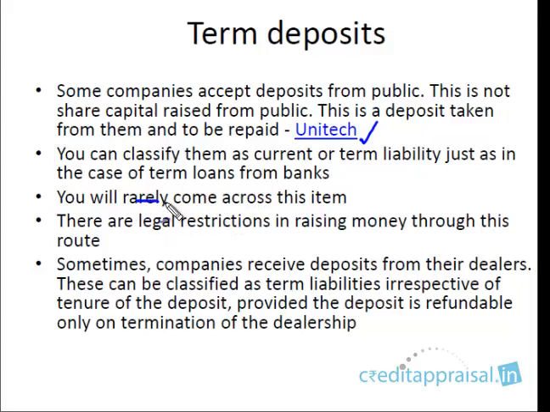But actually this is something rare. In your normal analysis of balance sheets, you're not going to come across this term that frequently, right? Because there are a lot of legal restrictions. So whenever you see the term deposits from public, you can classify it as a term liability.